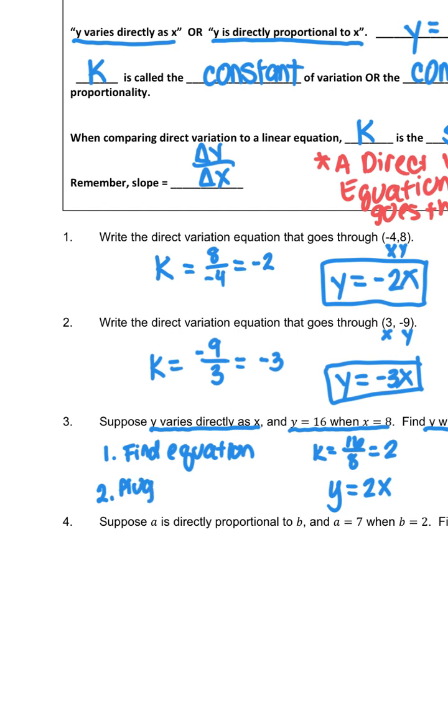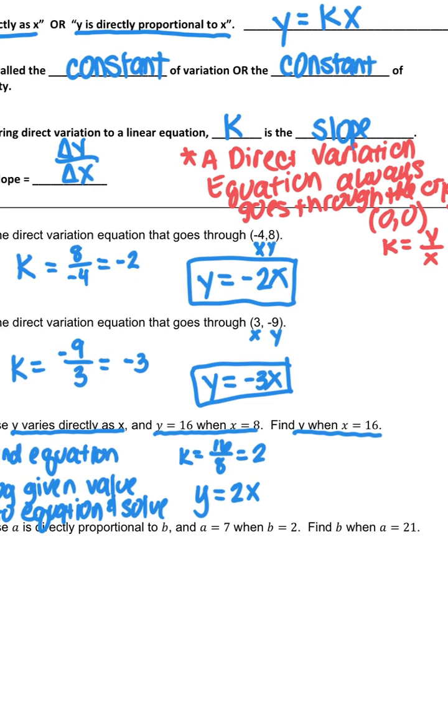Okay, so now let's go to this next part. So we have y equals 2x. So let's plug in what they give us. They didn't give us a y, but they did give us an x. So let's plug in 16 for x. Therefore, y equals 32.